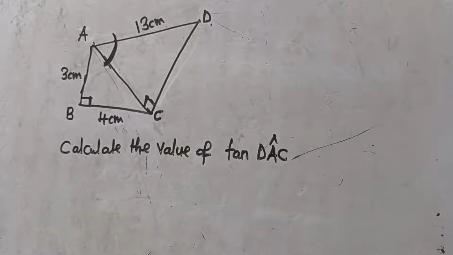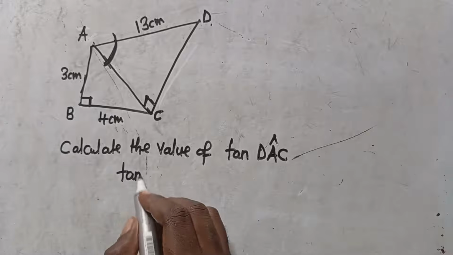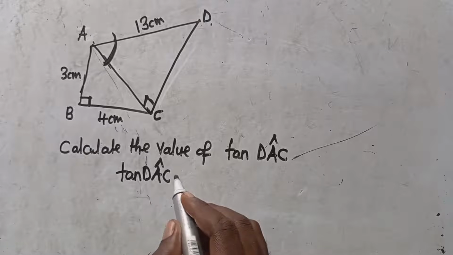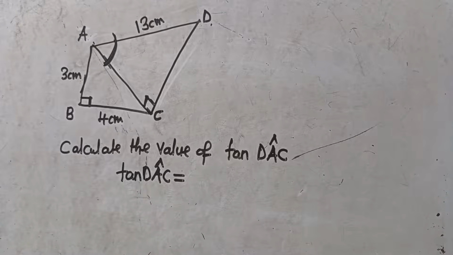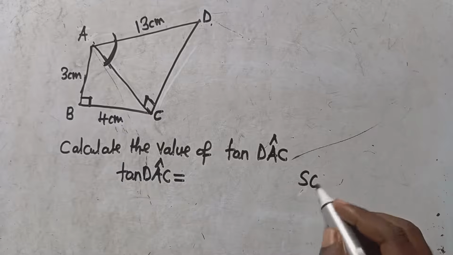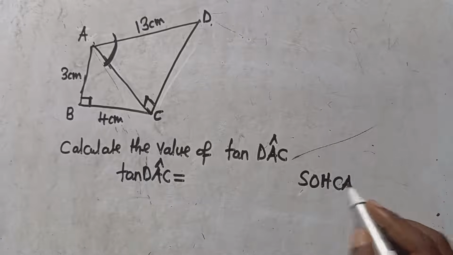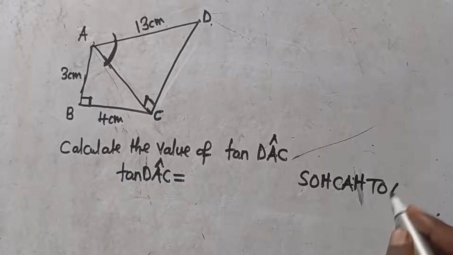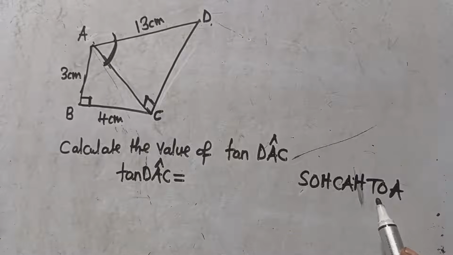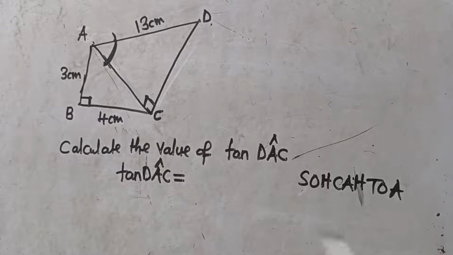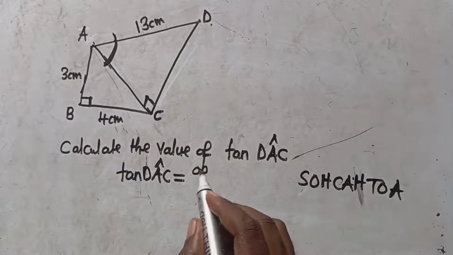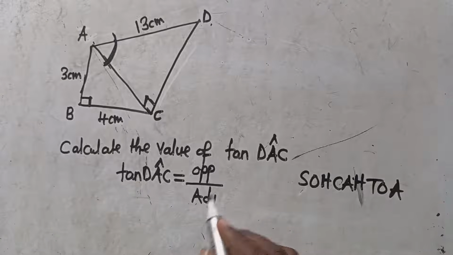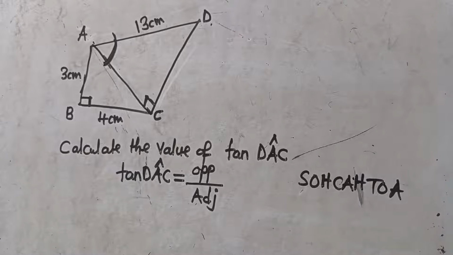So you know that tan is what? In this case, that is tan A. So I'll say tan DAC, according to how it is given, is equal to... Tan is coming from SOHCAHTOA. In Paper 1, we know that we concentrate on SOHCAHTOA. We need to know SOHCAHTOA. Tan angle is equal to opposite over adjacent. This is what we are supposed to know.